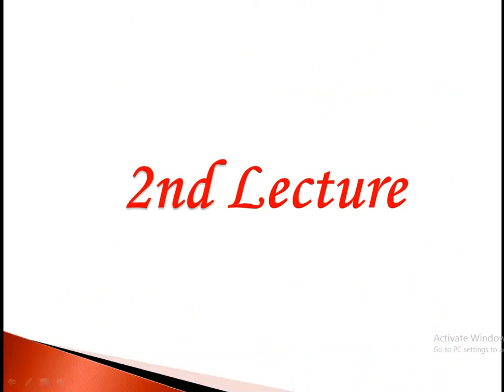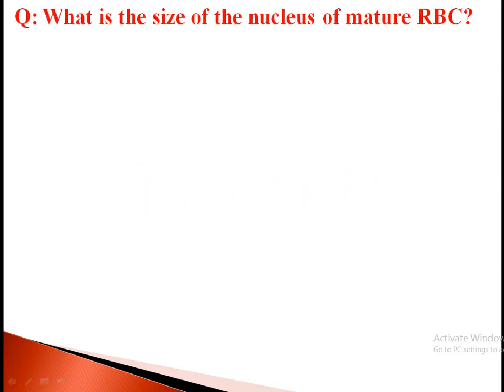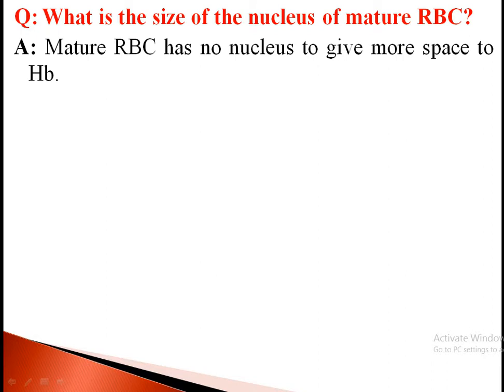In the previous lecture, we were discussing the RBC, how they are formed. Regarding that, I asked you one question. What is the size of the nucleus of mature RBC? The answer to this question is that mature RBC has no nucleus to give more space to the hemoglobin, so that without nucleus, we gain more space in the RBC for the attachment of hemoglobin molecules.